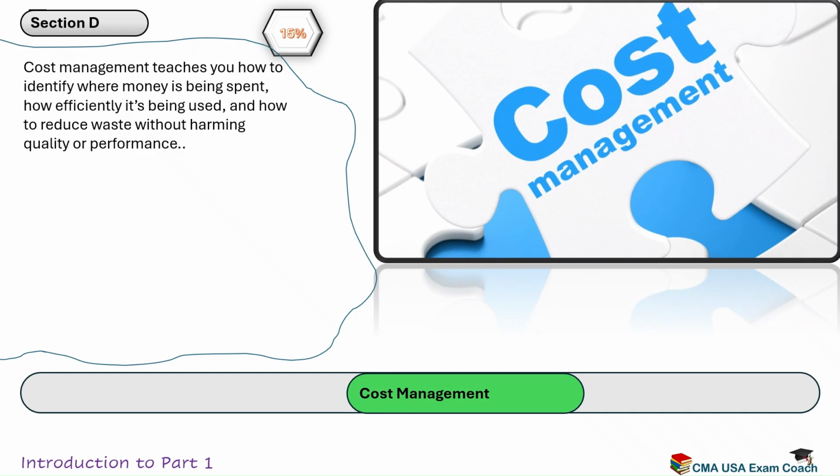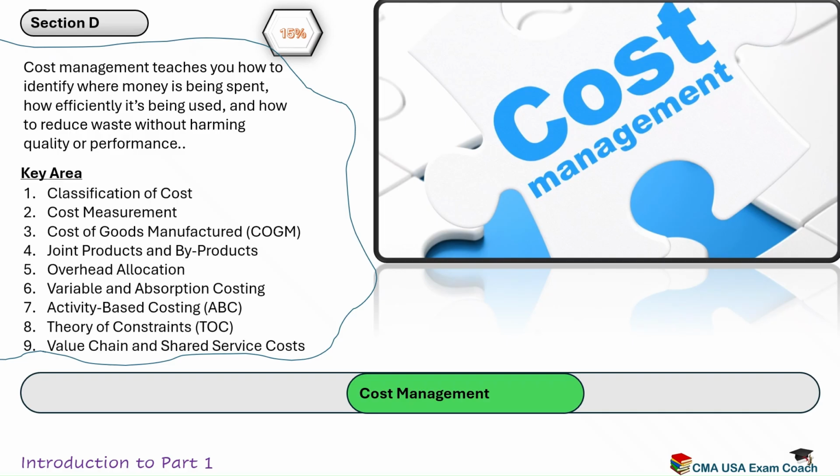Classification of cost. Before we can manage cost, we must first classify it correctly. You'll learn to group costs by behavior: fixed, variable, or mixed; by function: manufacturing, administrative, or selling; and by traceability: direct or indirect. For example, the cost of raw materials is a direct cost, while factory rent is an indirect cost. This classification helps managers plan, analyze, and make informed decisions.